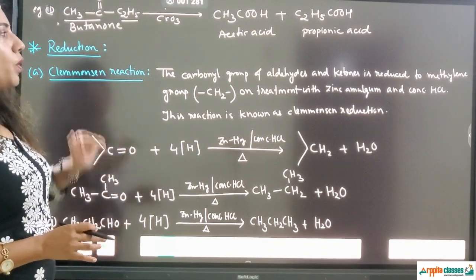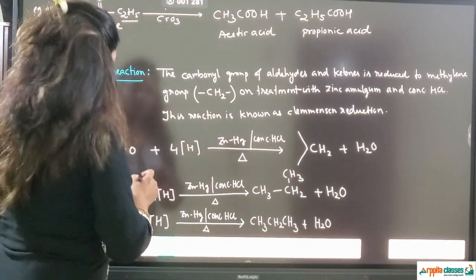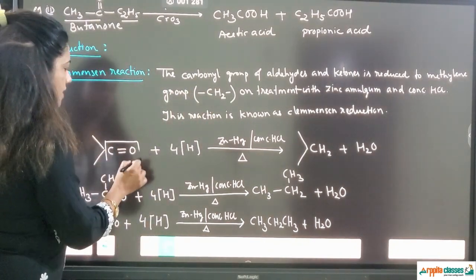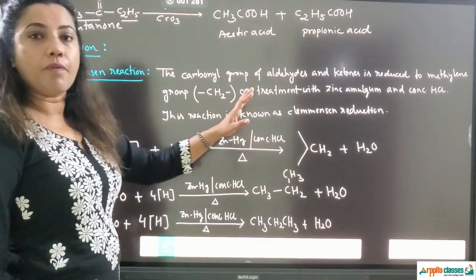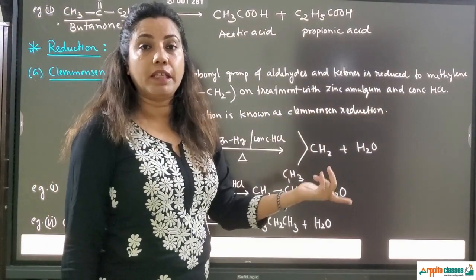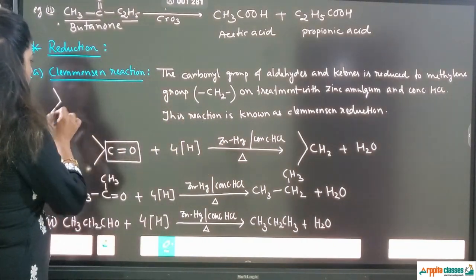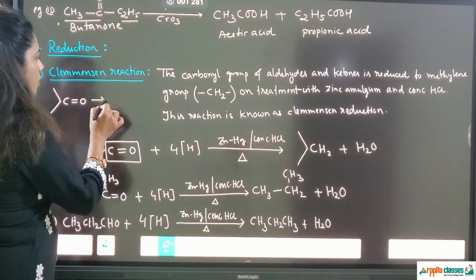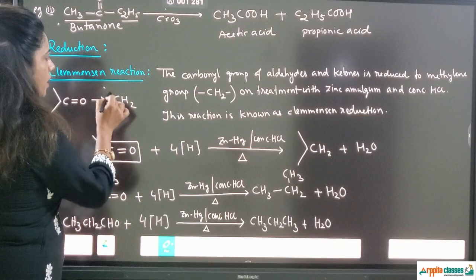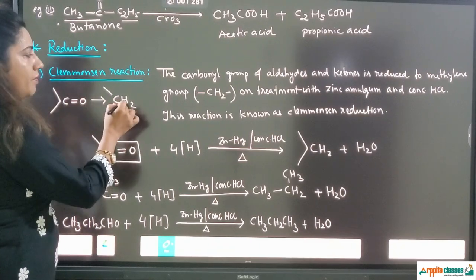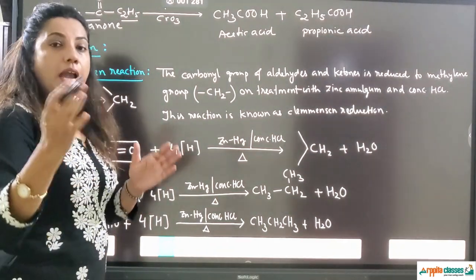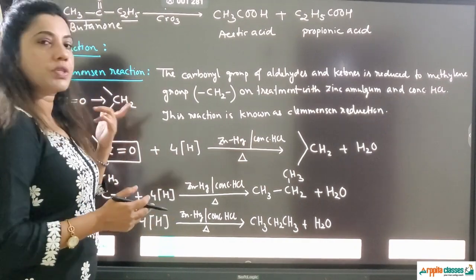Clemmensen reaction is what? Where the carbonyl group, CO, this is called the carbonyl group. The carbonyl groups of aldehydes or ketones are reduced to a methylene group. What is a methylene group? CH2. So basically your CO group will convert into a CH2 group. That's all. The oxygen will be replaced by two hydrogens. Addition of hydrogen is reduction, so this process is reduction.